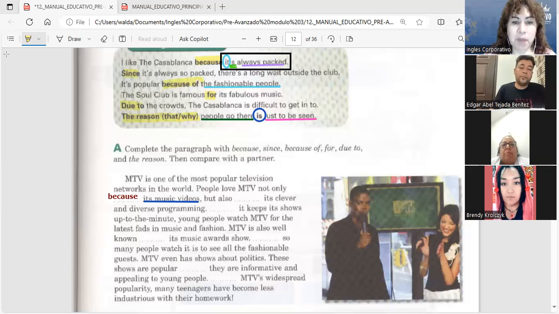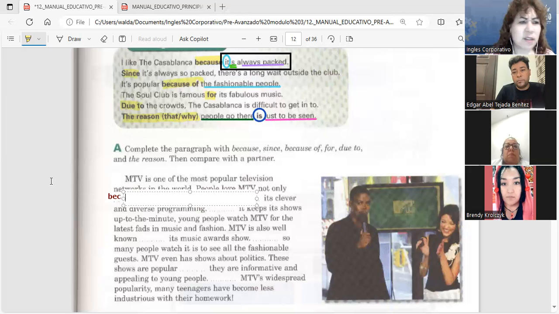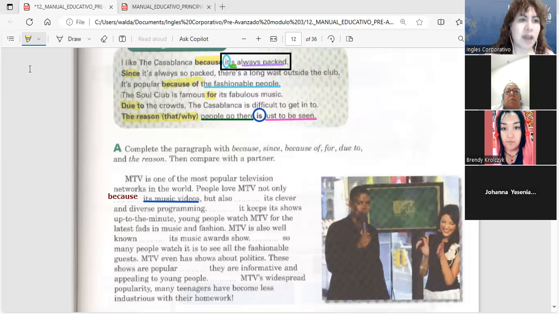Okay, so people love MTV not only because it's music videos. Oh, sorry, my mistake, guys. Did you guys say because or because of? Because of. Yeah, exactly. Sorry, I wrote just because. It's because of. There you go. In this case, it's music videos, which is a noun. It's a noun phrase. Because of music videos.